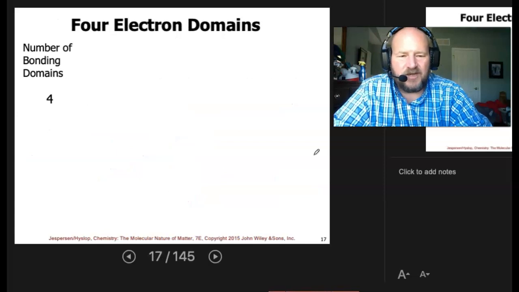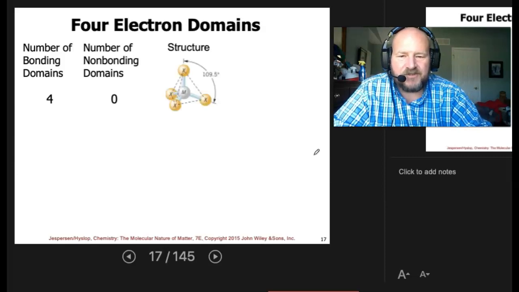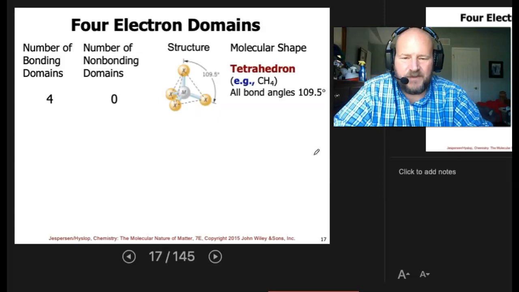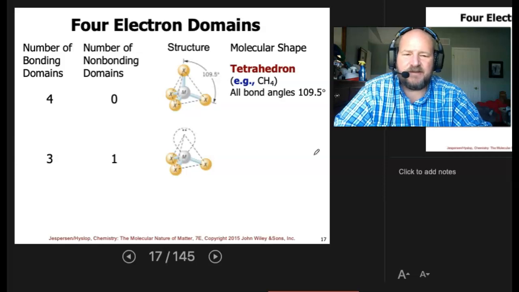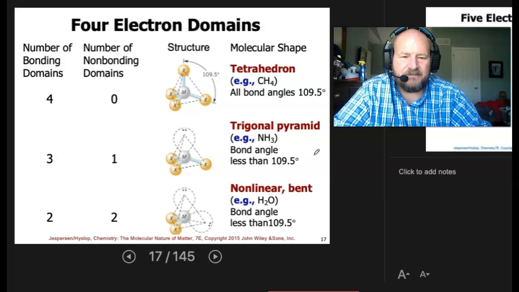Now when we move to 4 electron domains, remember I can have 0 non-bonding, in other words, no lone pairs. That's going to give me my straight tetrahedral. Okay, so that's a tetrahedron. Don't have to do anything to that. Now if I have 3 bonding domains and 1 lone pair, we saw this with our ammonia. So here we have the lone pair sticking up. We have the 3 hydrogens connected to the nitrogen, and we're going to call that a trigonal pyramid. When we have 2 and 2, we saw this with the water, we're going to call that bent. Okay, so far so good, I hope.